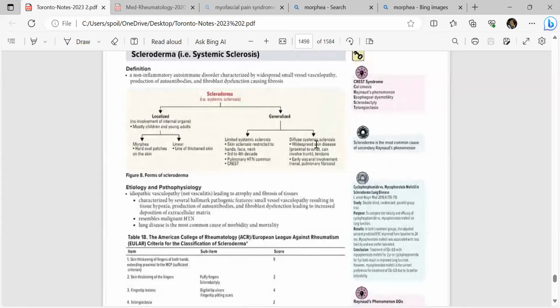Whereas the diffuse one is a widespread disease. It is proximal to the wrist and can involve the trunk as well, and tendons, with early visceral involvement, that is the lung and pulmonary fibrosis.